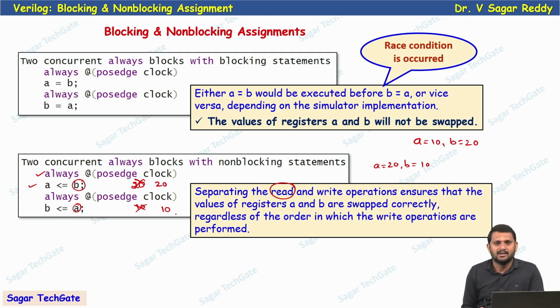So now at the end of the current time step, we write this operation. So now A update is 20 and B update is 10. Clear? Even if we change the order in which the write operations are performed, you can write this first or this first, the simulator will take this first or this first. All are the same. Even if we change the order of this write operation, we'll get the same output.